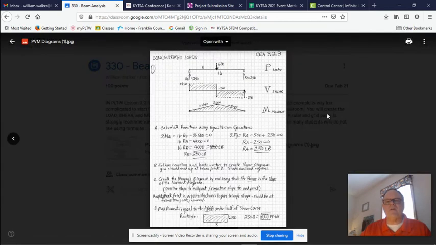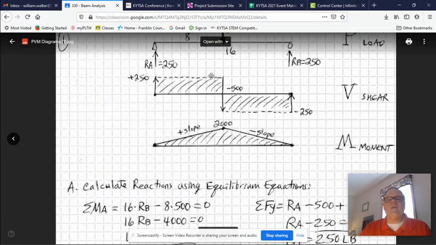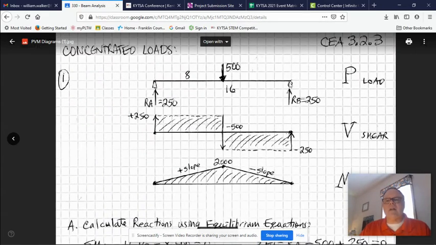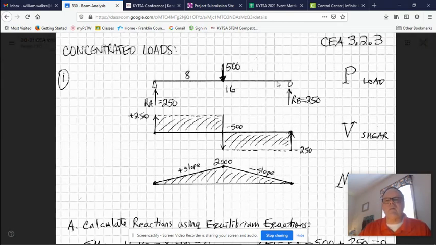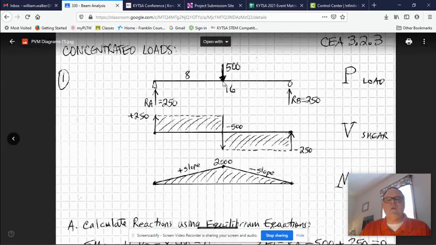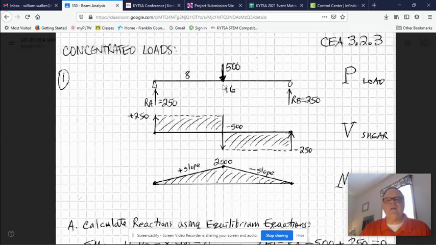The first picture here is my example of how the concentrated load is drawn up. You notice here you start out with a free body diagram of the load itself. Just a simple line representing the beam, a pin, and a roller. You have the point load as given in the problem as 500 pounds. It's right in the middle, so it's 8 feet from each end. And this is a 16-foot beam.